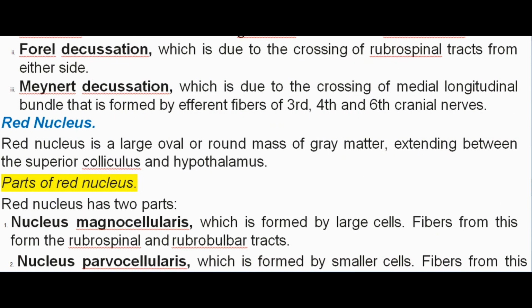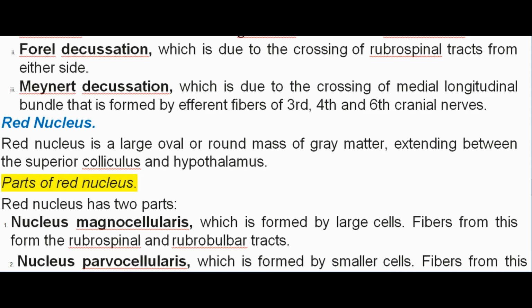Forel decussation, which is due to the crossing of rubrospinal tracts from either side. Meynert decussation, which is due to the crossing of medial longitudinal bundle that is formed by efferent fibers of 3rd, 4th, and 6th cranial nerves. Red nucleus. Red nucleus is a large oval or round mass of gray matter, extending between the superior colliculus and hypothalamus.